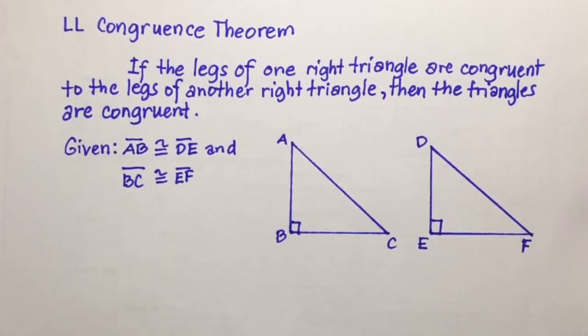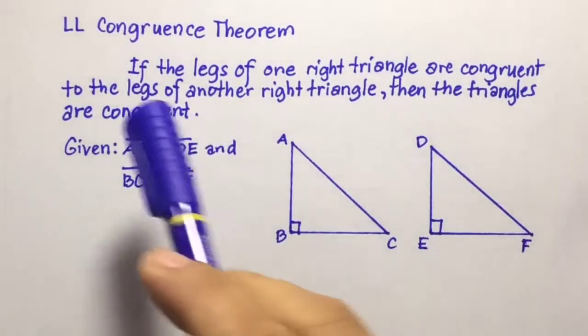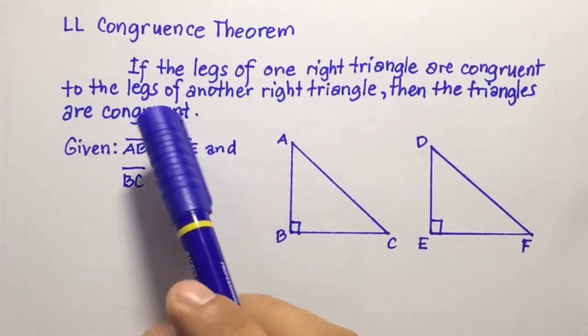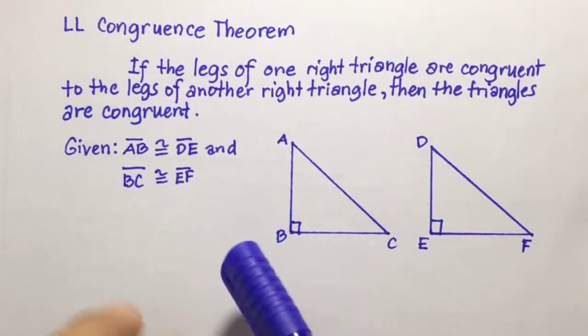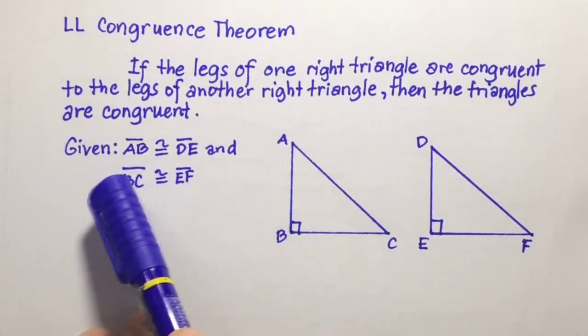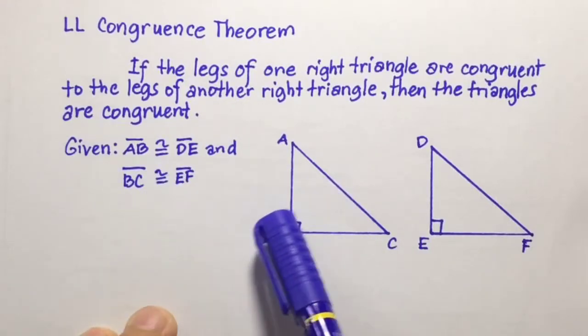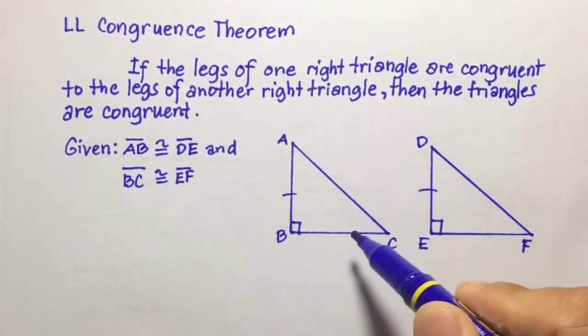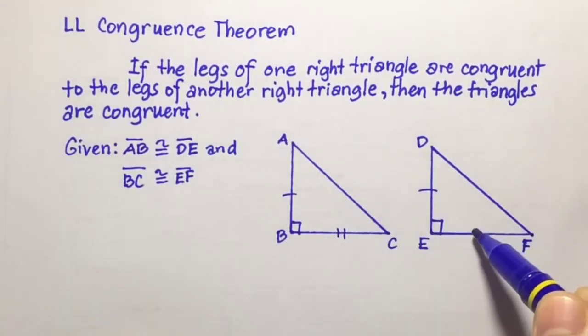So the first theorem that I'm going to discuss is the LL Congruence Theorem. The LL Congruence Theorem states that if the legs of one right triangle are congruent to the legs of another right triangle, then the triangles are congruent. So in here, given is AB is congruent to DE and BC is congruent to EF.